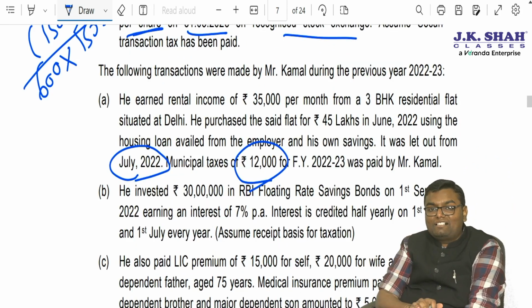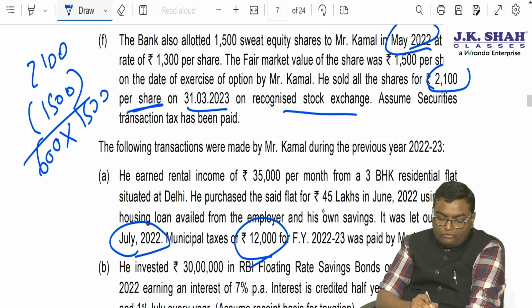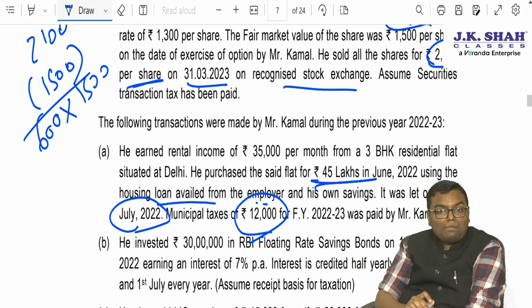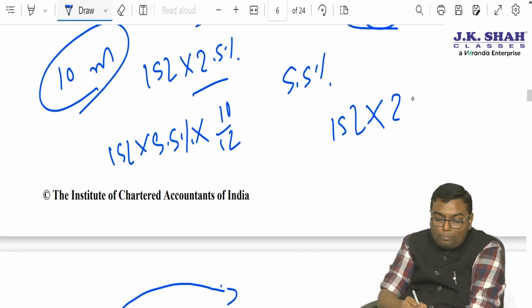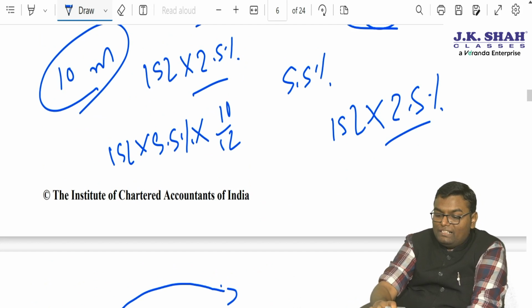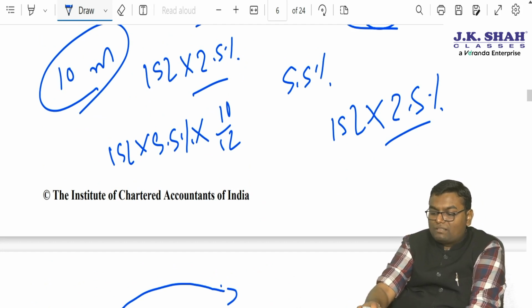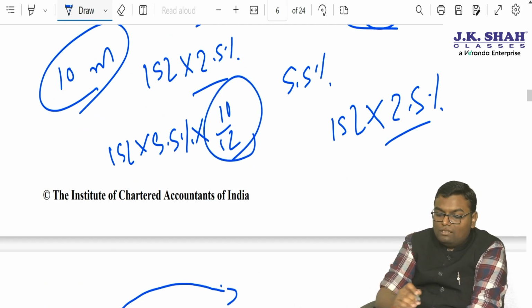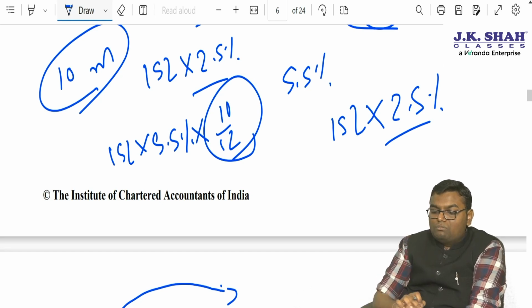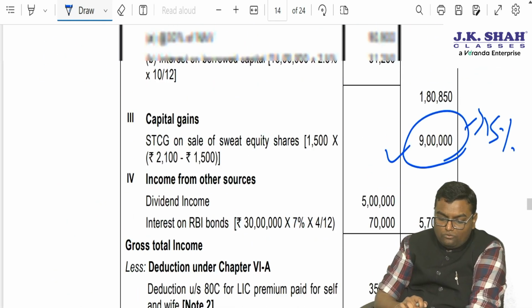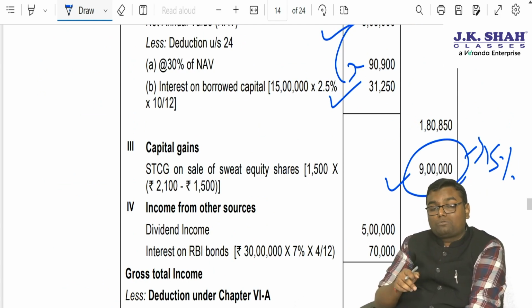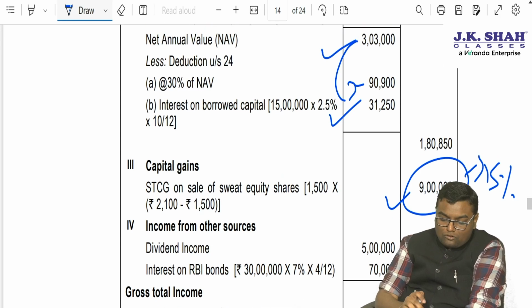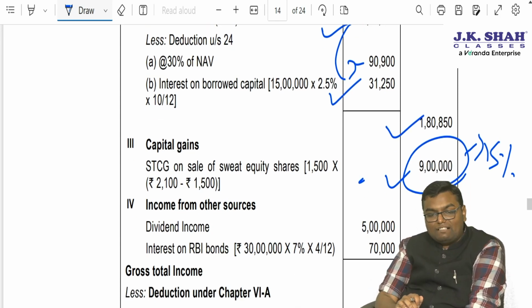Now he has paid interest also. It has been said now. 45 lakh rupees of flat he has purchased, which also includes the loan taken from the employer. The loan was taken at the rate of 15 lakh at the rate of 2.5%. See, actual interest which he has paid is at the rate of 2.5%, and that too only for 10 months. So how much full interest can he deduct? 31250. So a very good combination of this house property interest and perquisite. So the balance will be income from house property 180850.